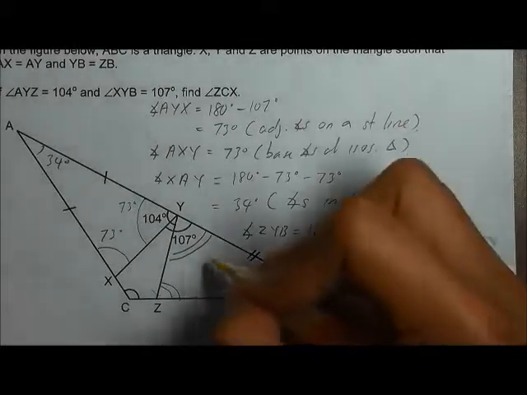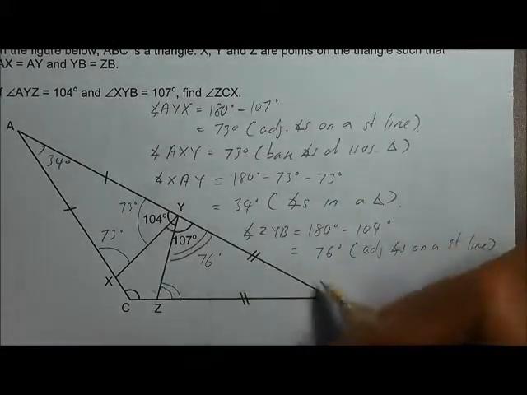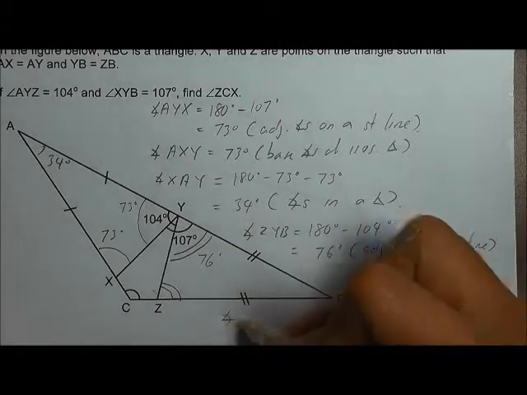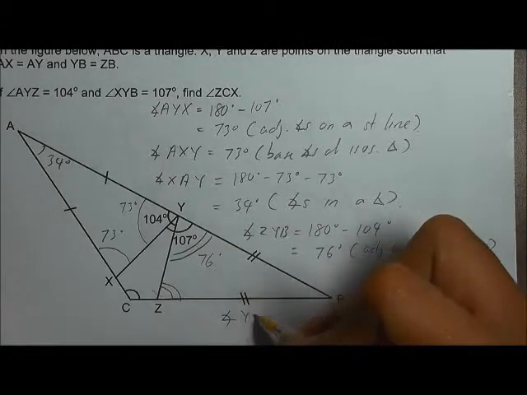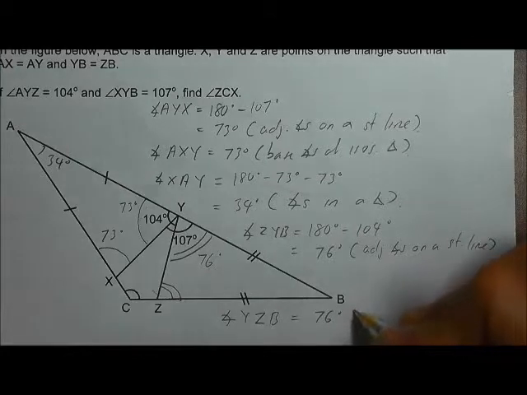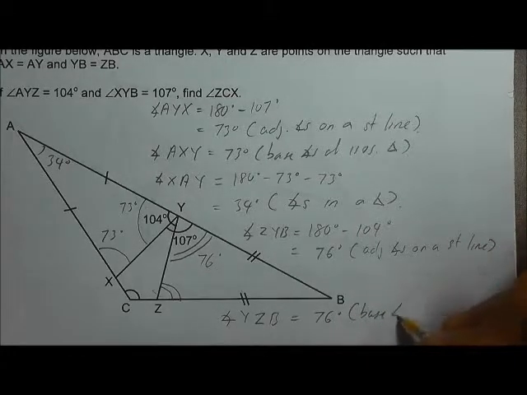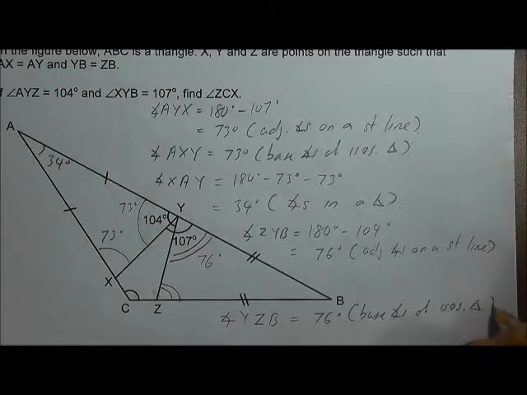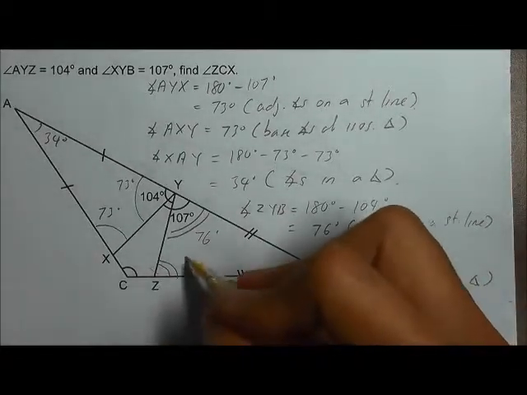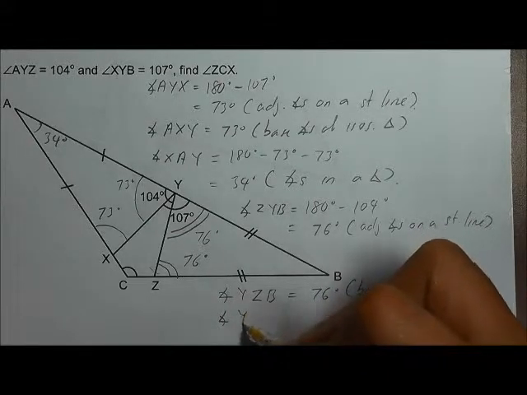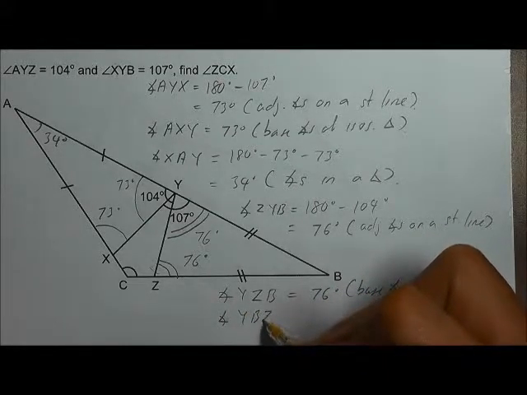Okay, so this being an isosceles triangle, angle YZB will also be 76 degrees, due to base angles of an isosceles triangle. So this is 76. So we can find out what angle YBZ is.